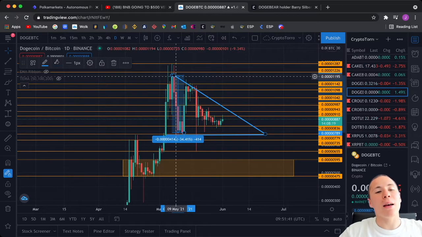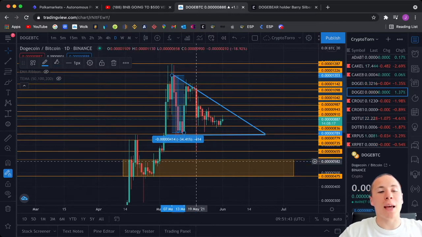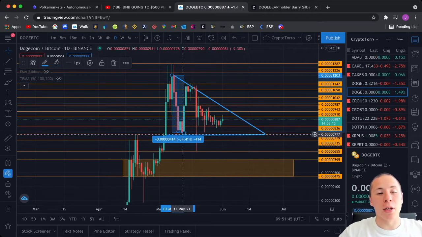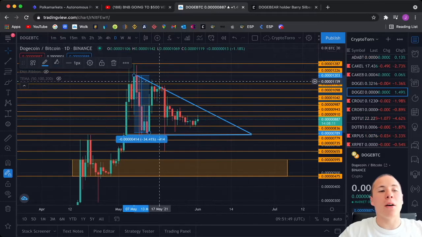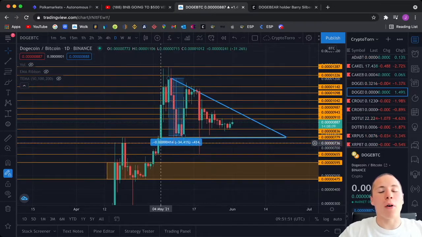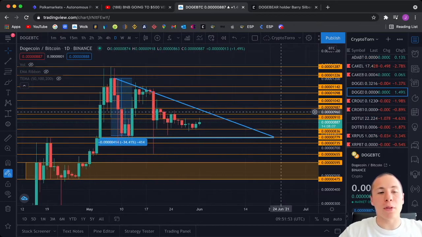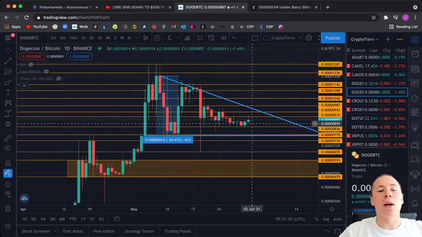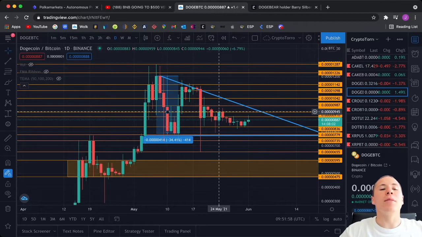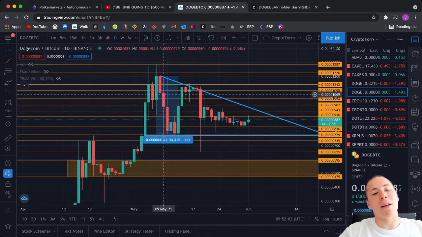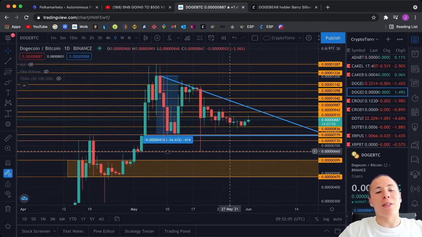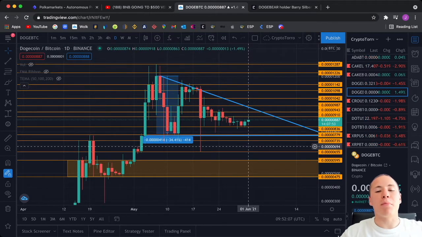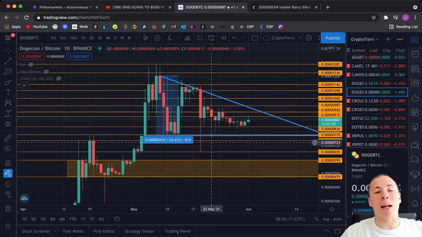But we see, if we do not measure the wicks of the candles and only the bodies of the candles, we see that the drop compared to Bitcoin is only 34%, and 34% is not a major drop compared to Bitcoin. So Dogecoin is still holding strong compared to Bitcoin, and I personally think that if we break out towards the downside, it still would be a healthy setback compared to Bitcoin, especially because 30% is not that much at all.